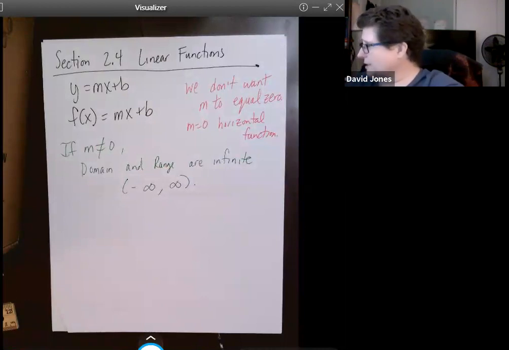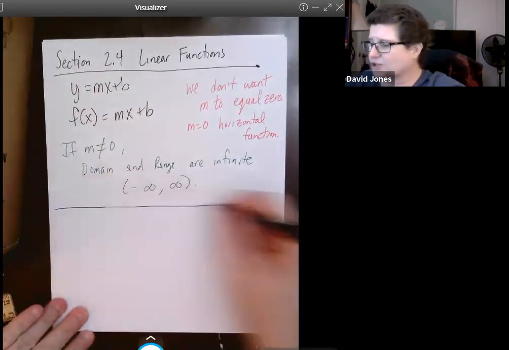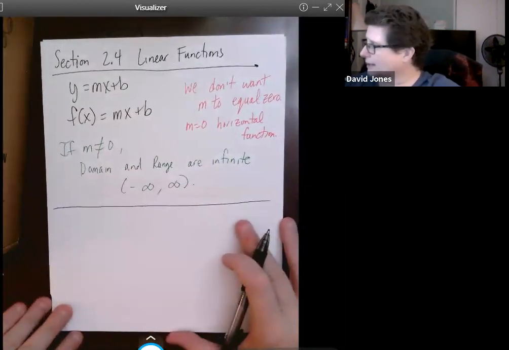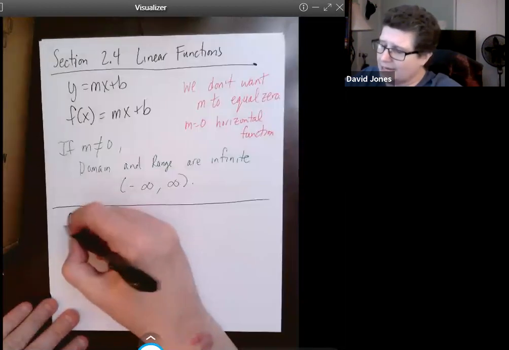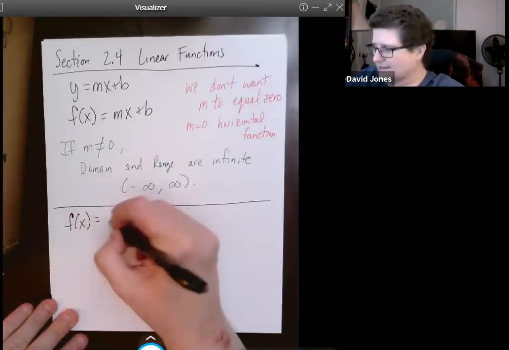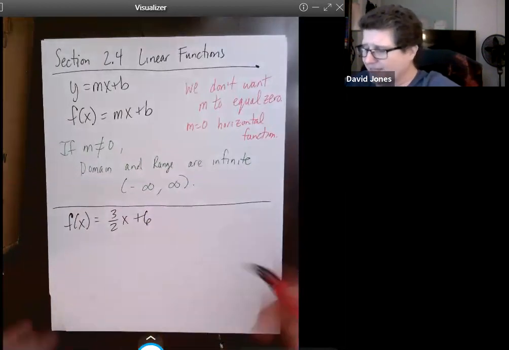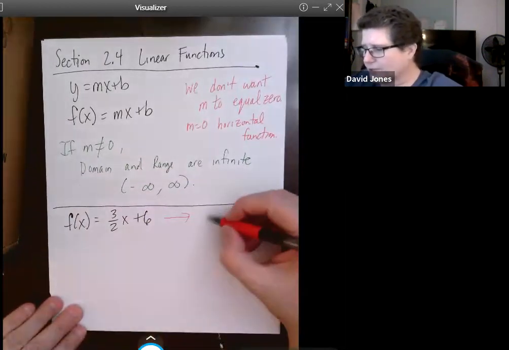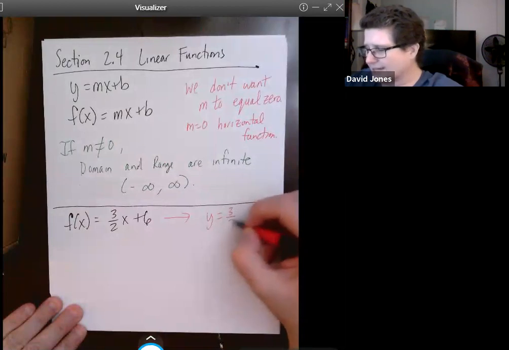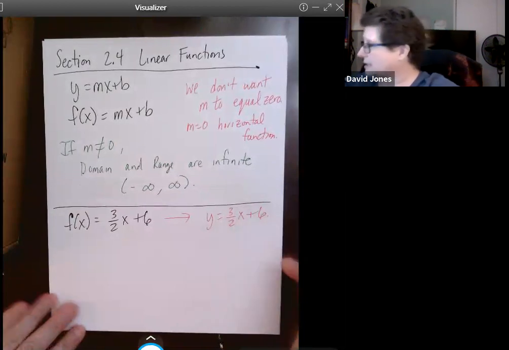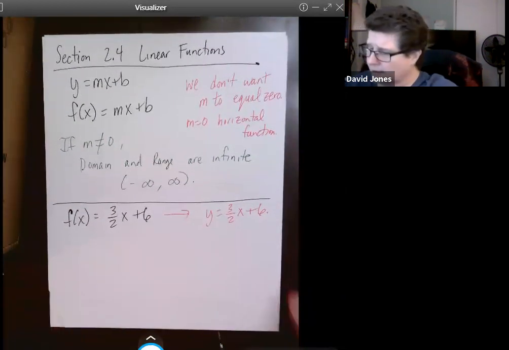And what can we do with them? Well, when you see functions, I want you to think like this. Let's say we have f of x equals 3/2 x plus 6. This is comparable to y equals 3/2 x plus 6. Same thing. So some things we could do with it. We could find the intercepts.